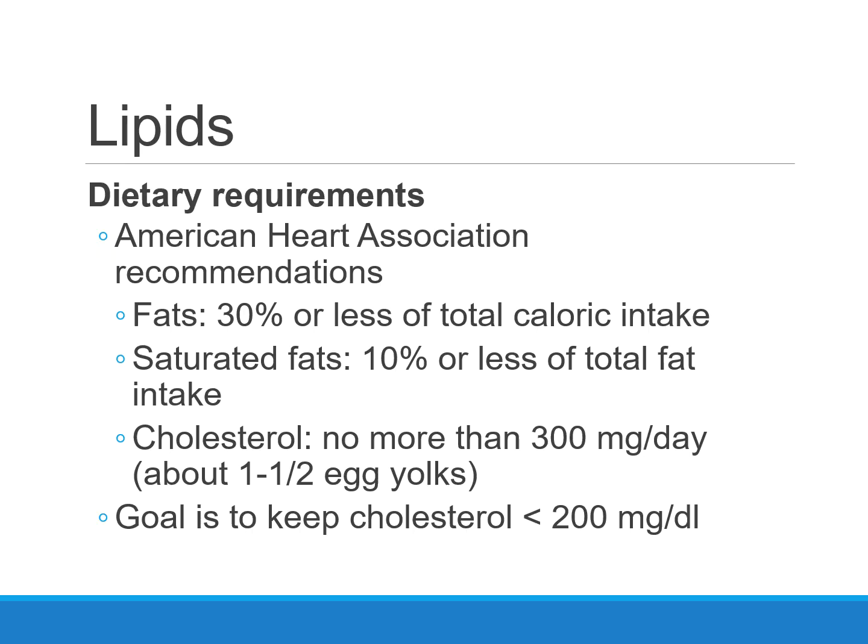How much should we get? Well, the American Heart Association says that our fat should make up no more than 30% of our total caloric intake. So we had 50% for our carbohydrate and 30% or less for our fats. Saturated fats should make up less than 10% of your total intake. So your cholesterol should be no more than 300 milligrams a day, which is roughly 1.5 egg yolks.